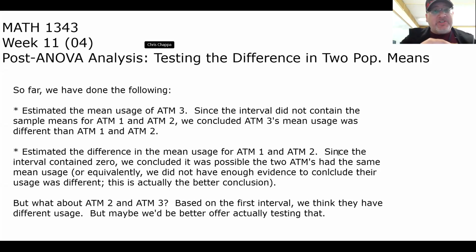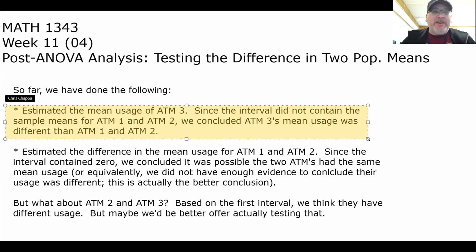So before we do this, let's summarize what we've done so far in this ongoing example about ATM usage. Number one, highlight these things as we talk about them. We've estimated the mean usage of ATM 3. We did that by creating an interval for its mean. And since that interval did not contain the sample means for ATM 1 and ATM 2, we concluded that ATM 3's mean usage was different than ATM 1 and ATM 2.